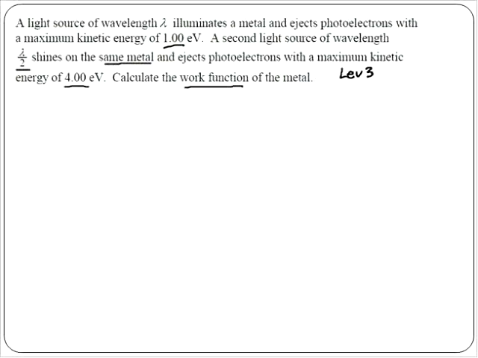Well, what you've got to remember is this. Because it's the same metal, the work function is the same both times. Because the work function depends on the metal, not on the wavelength of light. So the easiest way to start that one is to do this. We say the work function for the first one is equal to the work function for the second one. And that's going to be hc over lambda minus Ek. And we had that formula just a few minutes ago.